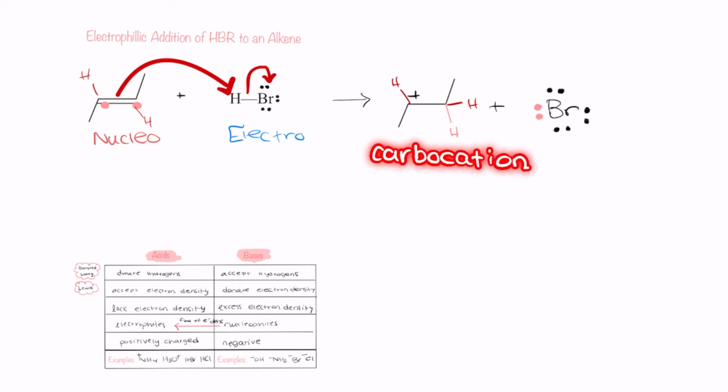And so carbocations are very reactive because they have 3 bonds and carbon typically likes to have 4. So they're very good electrophiles. And they're electrophiles because remember we said that electrophiles tend to be positively charged. So we can go ahead and make note of that here. That's going to be our electrophile.